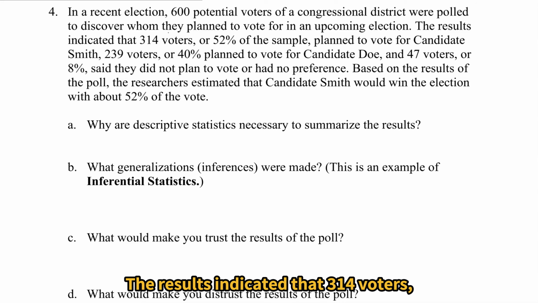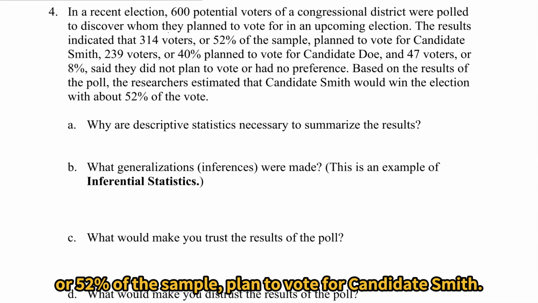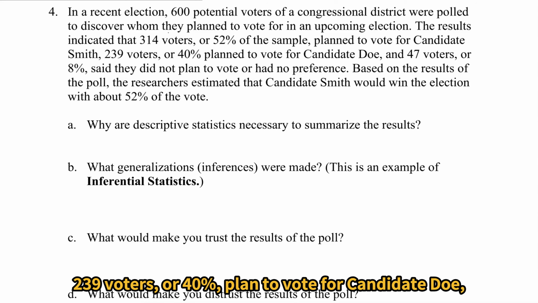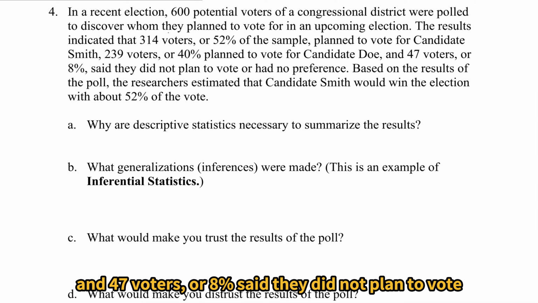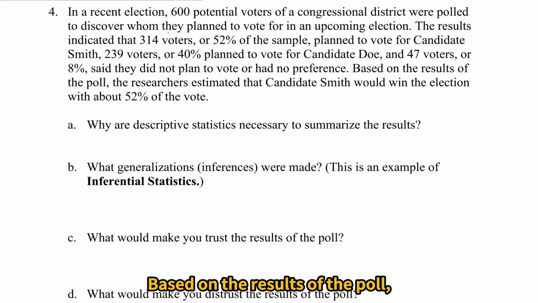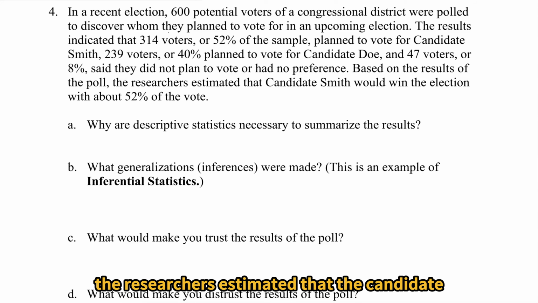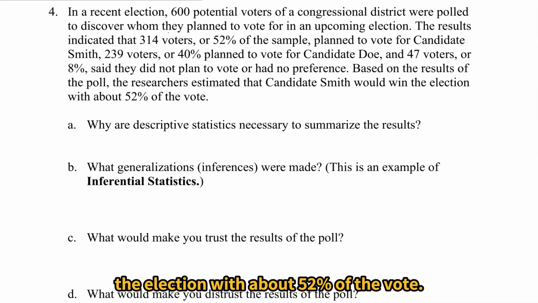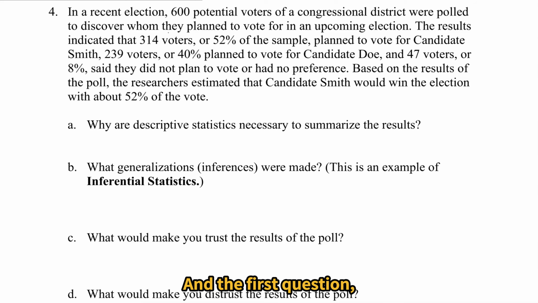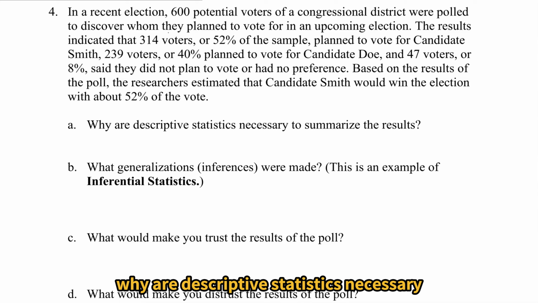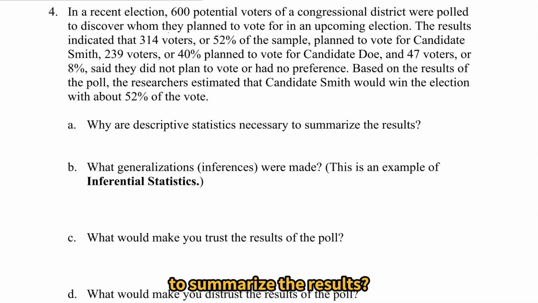The results indicated that 314 voters, or 52% of the sample, planned to vote for candidate Smith. 239 voters, or 40%, planned to vote for candidate Doe, and 47 voters, or 8%, said they did not plan to vote or had no preference. Based on the results of the poll, the researchers estimated that candidate Smith would win the election with about 52% of the vote. And the first question, why are descriptive statistics necessary to summarize the results?